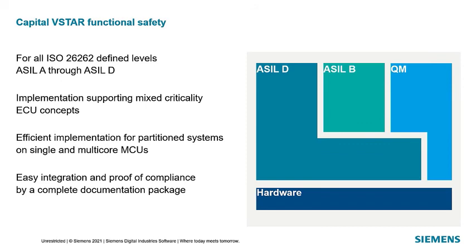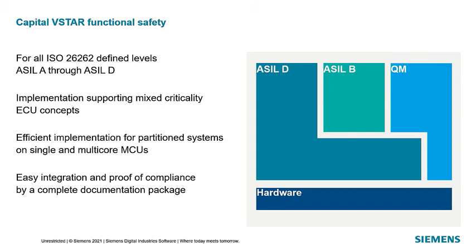Capital VStar functional safety. As we have seen in the challenges section, the BMS has to be fail-safe to ensure the safety of the EV itself. BMS might be required to satisfy ASIL D. To make it ASIL D, all the modules in the partition need to be ASIL D qualified. Capital VStar safety can be used for all ISO 26262 defined levels, that is, development of any systems with functional safety standards from ASIL A to ASIL D.